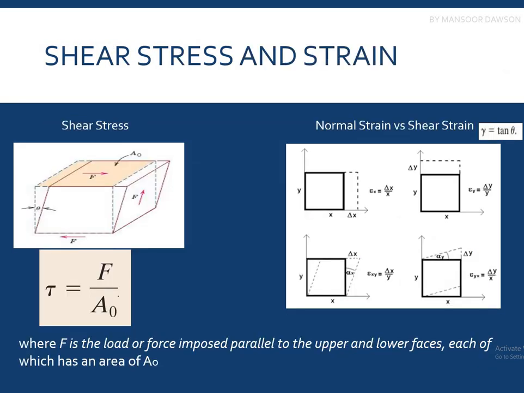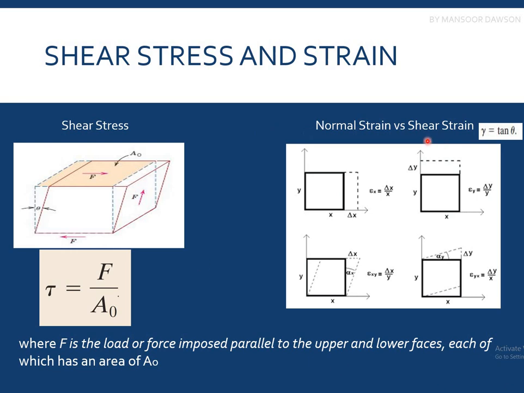So what are shear stress and strain? Shear stress arises from unlike parallel forces, which are the shear forces, and this area is the cross-section area where the forces are applied. The shear stress is the force upon area, and the shear strain, gamma, equals tan theta. We can also find it through that, but let's discuss the difference between the normal strain and the shear strain.